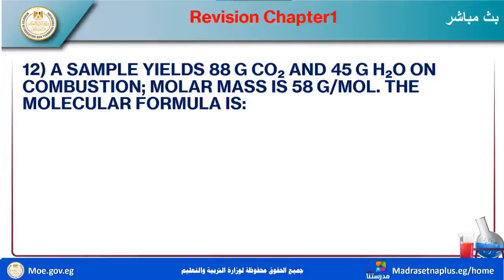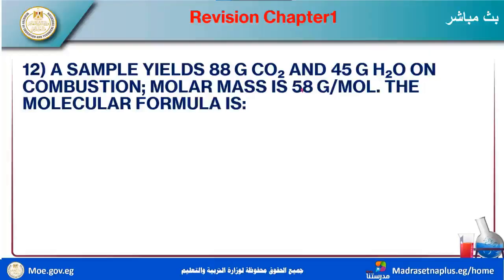A hydrocarbon sample yields 88 grams of carbon dioxide. Now we don't have the number of moles, but we have the mass. You can convert this mass into the number of moles and predict the number of moles of carbon and hydrogen in the hydrocarbon. We have 88 grams of carbon dioxide and 45 grams of H2O on combustion, and the molar mass is 58 grams per mole. So what is the molecular formula?